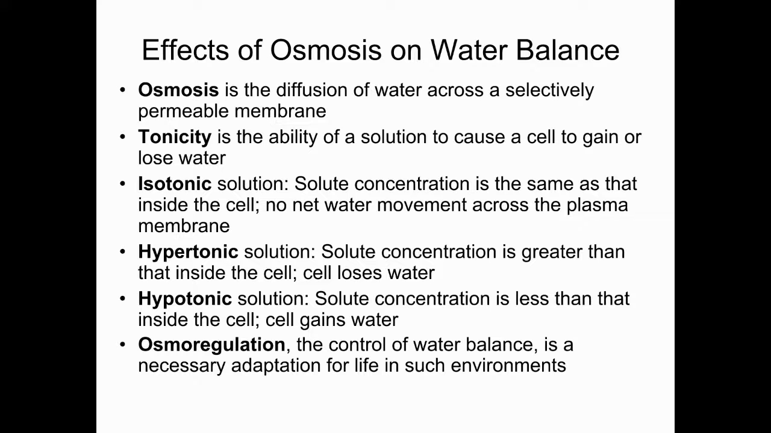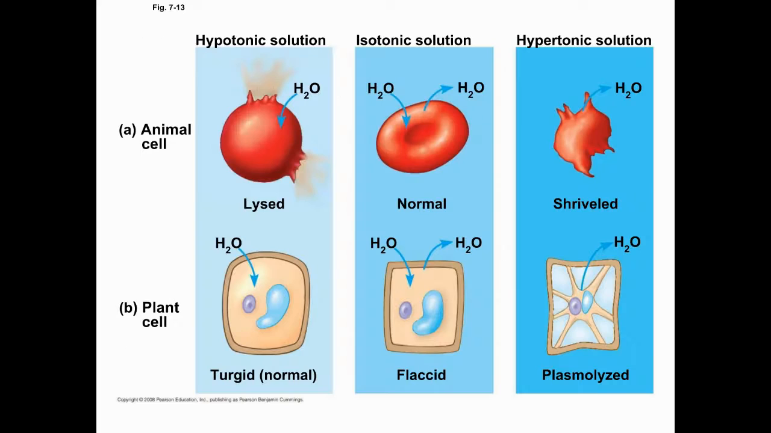Isotonic, hypertonic, and hypotonic are three terms, right? Isotonic would be equal concentrations. A hypertonic solution would be a higher concentration in the solution. Hypotonic would be a lower concentration in the solution compared to the cell. So here are the definitions, and here are the images we can talk about.